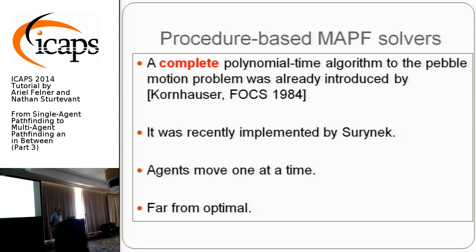In fact, there was an old paper from 1984 which proved a polynomial time algorithm for the pebble motion problem, which is a special case of multi-agent pathfinding. It was more a theoretical way of showing how to do the moves so that everyone will go to their place. It was recently implemented by Cernic. Agents move one at a time, but the solution quality here is, in many cases, especially when everything gets very dense with agents, far from optimal.